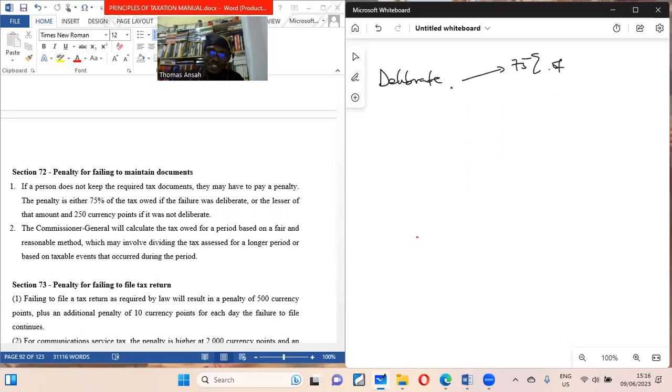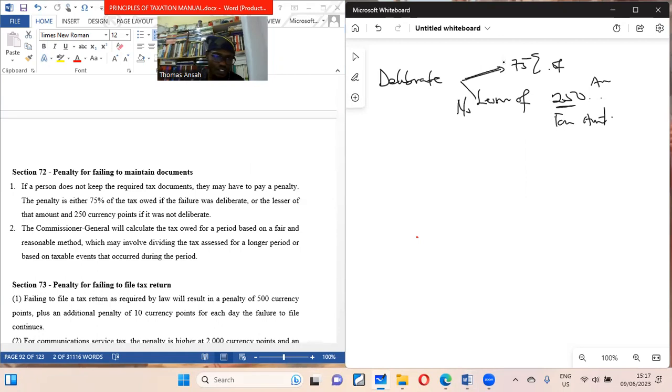Or the lesser of 250 currency points or the tax amount. So it is the lesser of 250 or that amount. All right, that is when it is not deliberate. That is when it's not deliberate. If it is deliberate, 75%.